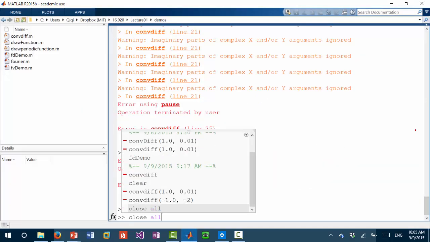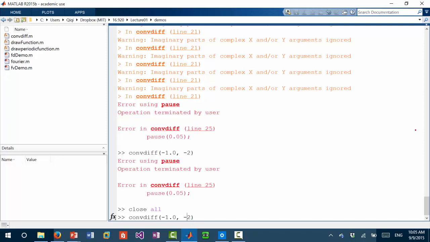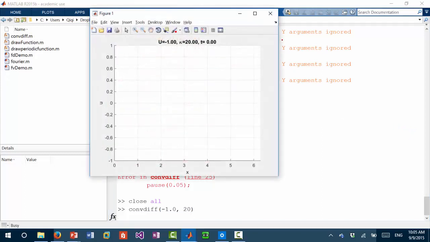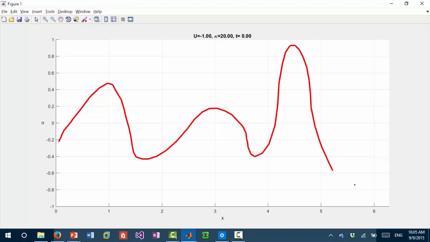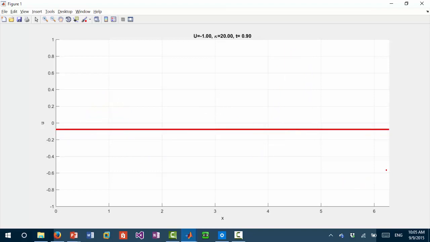Anybody else wants to try some convection diffusion equation? A different combination of parameters? Yes? I would try a large kappa. So -1 for u, maybe 20 for kappa. 20 for kappa. Okay. Could you please come up and draw an initial condition? From left to right. Okay. There we go. All right.